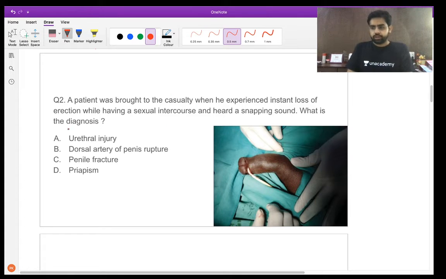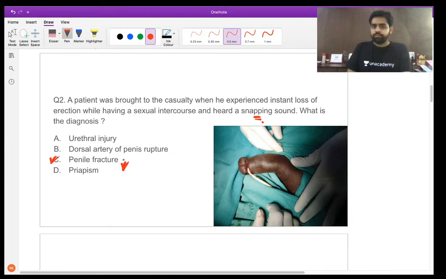So Sonic, that is completely fine. The answer is penile fracture. So this is a characteristic clinical scenario. Understand, penile fracture usually occurs when there is a trauma to the penis in the erect state. If during sexual intercourse the patient hears a snapping sound, followed by a rapid loss of erection, this is a characteristic clinical scenario of a patient suffering from a penile fracture. So yes, no doubt, the answer here is a penile fracture.